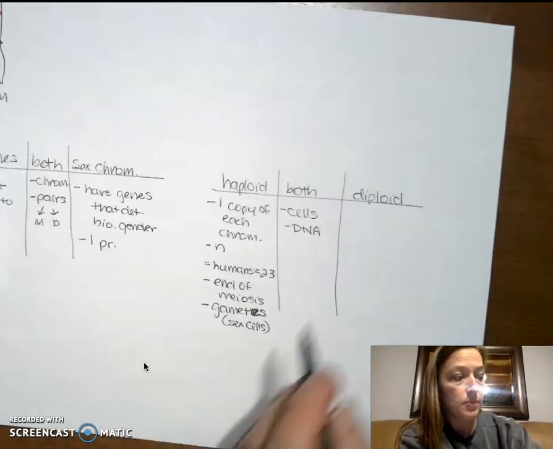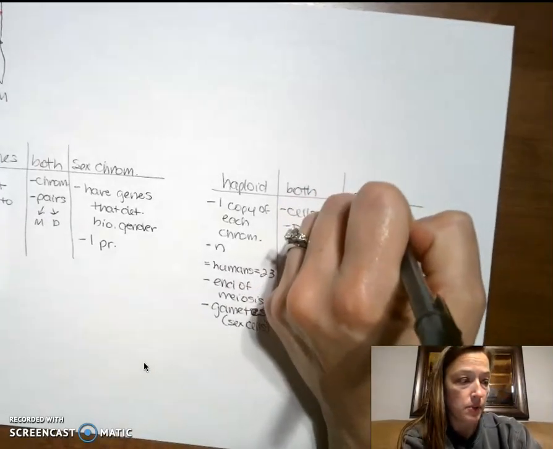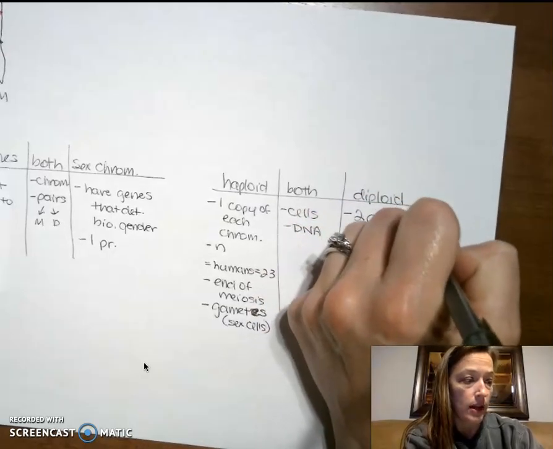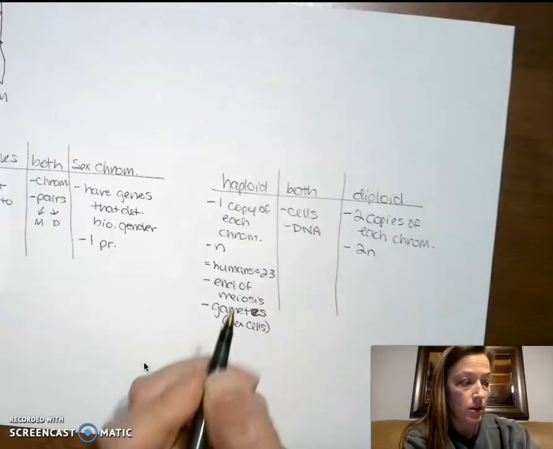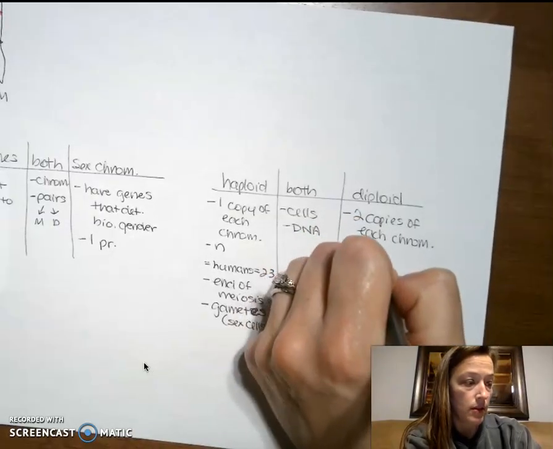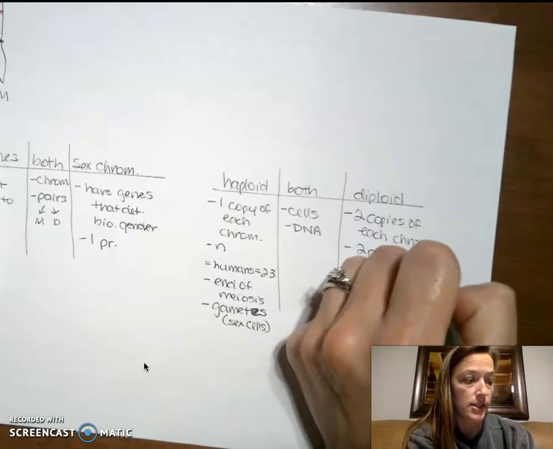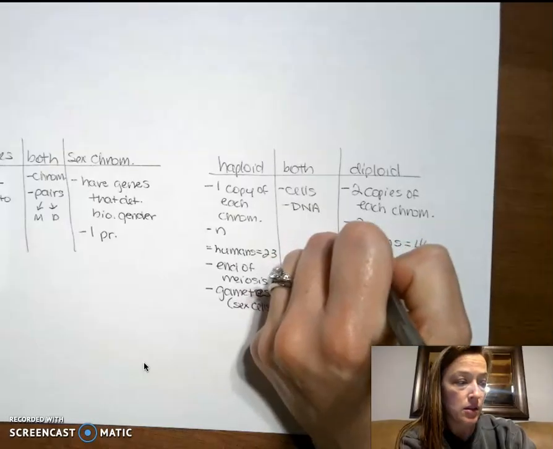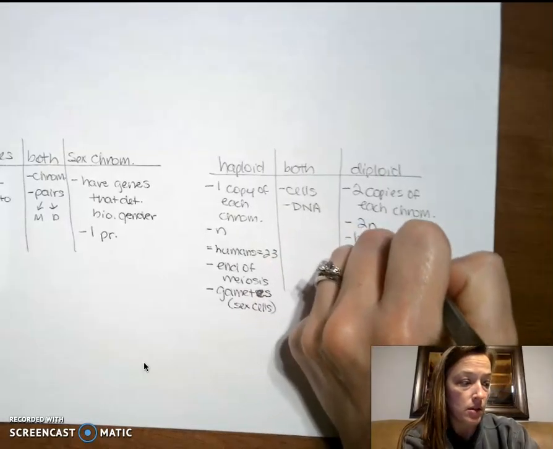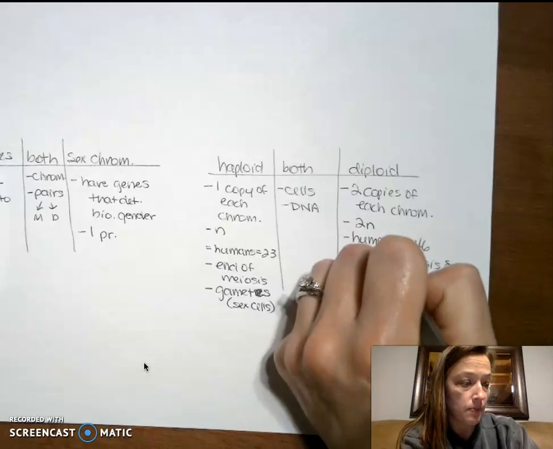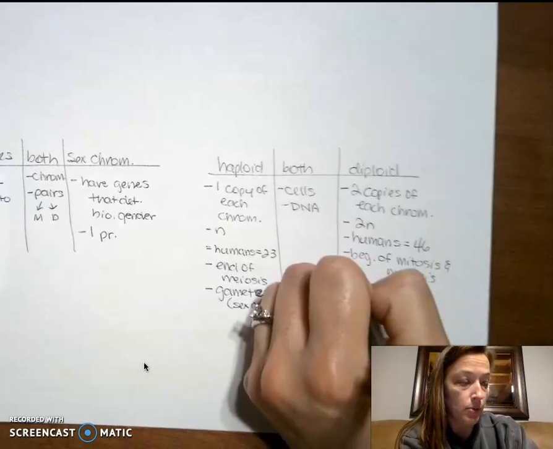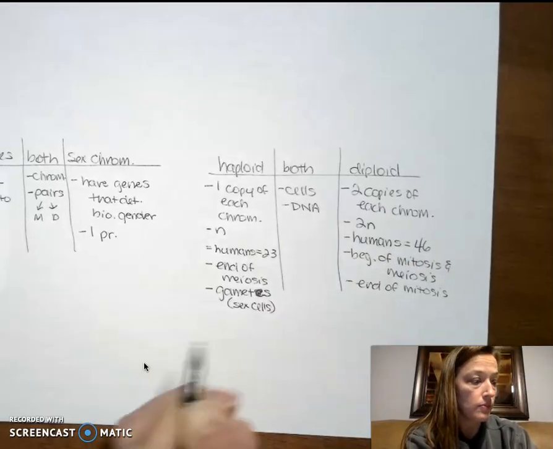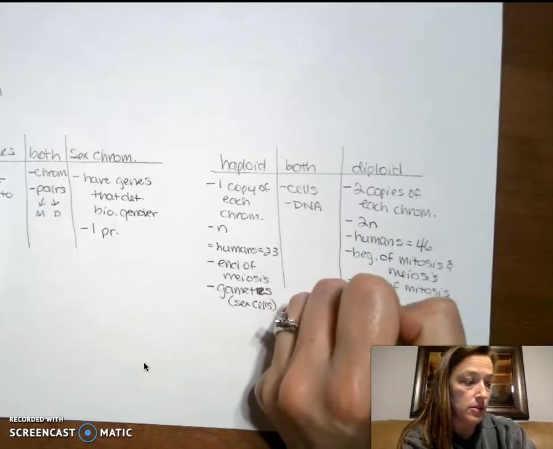Okay. Diploid is going to have two copies of each chromosome. Okay, so you'll see that abbreviated as 2N. For humans, that is, of course, 46. You are going to see diploid at the beginning of both mitosis and meiosis. You're going to see diploid at the end of mitosis. And you're going to see this in your somatic cells.